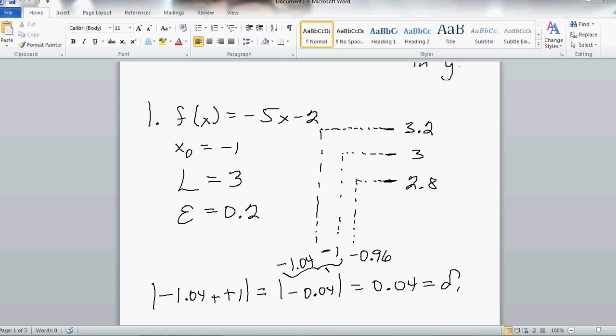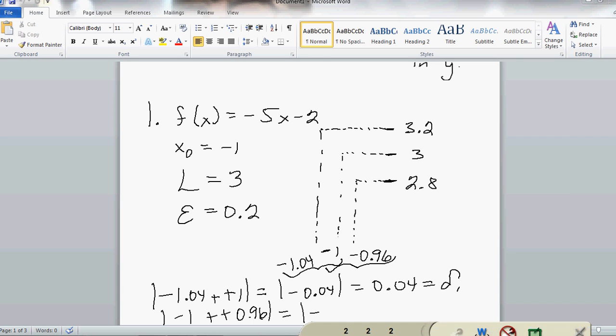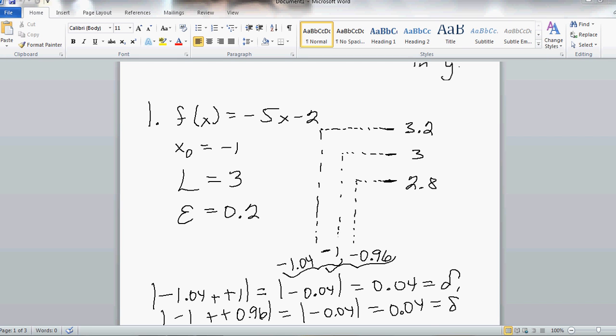Now we have to find the difference between those two, and we're going to do it in exactly the same way. Negative 1 minus negative 0.96, absolute value, equals the absolute value of negative 0.04, which equals 0.04, and we'll just call that delta sub 2. There's no reason to call these delta sub 1 and delta sub 2, except that it's easier for me to explain it rather than trying to point to it on these notes.